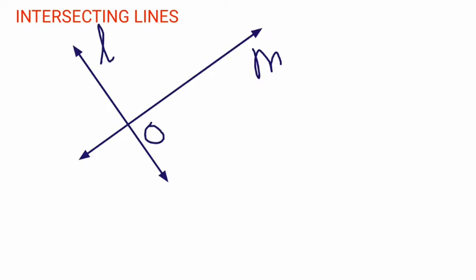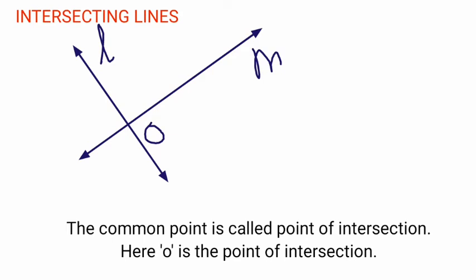Hello students, in this class you will learn about intersecting lines. In this diagram there are two lines, L and M. Both the lines intersect each other at point O, and the point at which both the lines intersect each other is called the point of intersection, or we can also say that the common point is known as the point of intersection. Here O is the point of intersection.